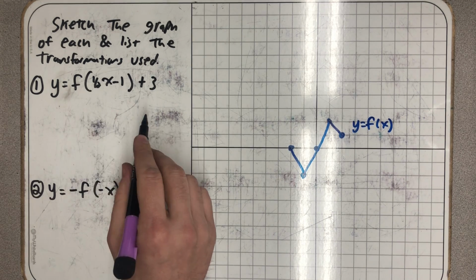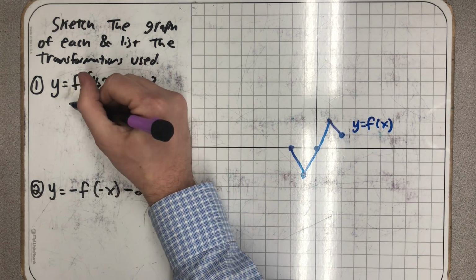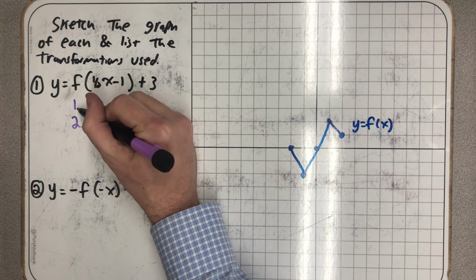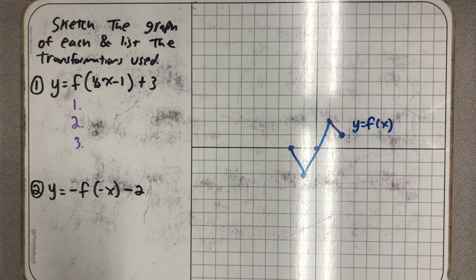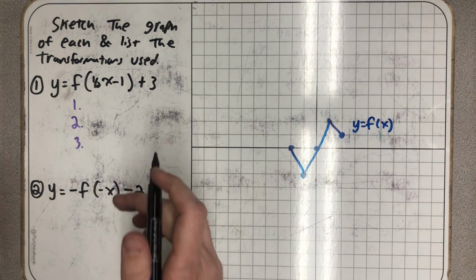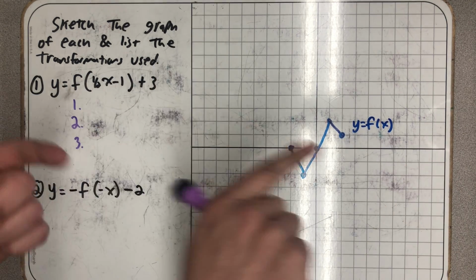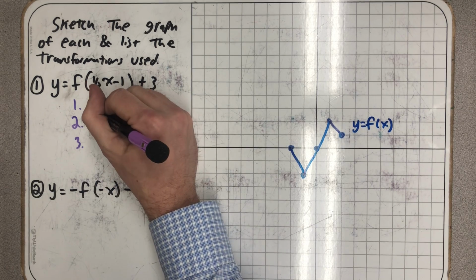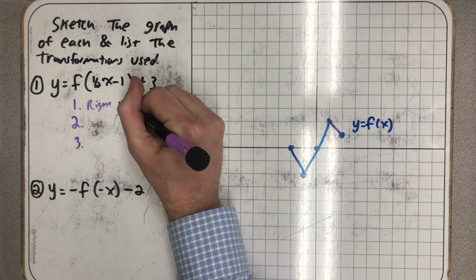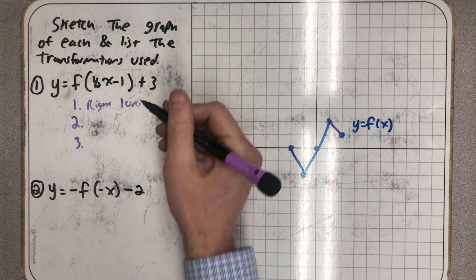So looking through right away, I see 3 transformations we'll have to deal with. Always wanting to remember to do them in the right order. So I'm going to start with any horizontal shifting left or right. And with that minus 1 in there, I know I'm going to have a shift to the right. In fact, I'm going to have a shift initially to the right 1 unit.